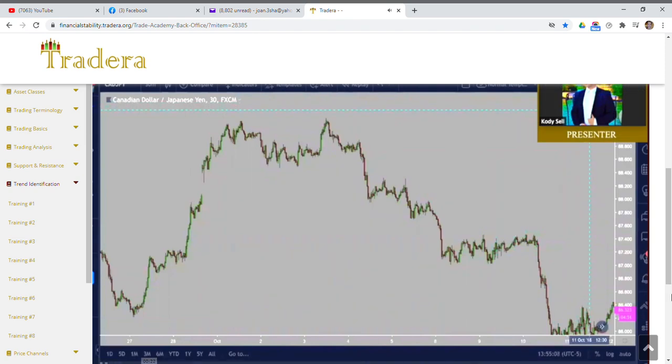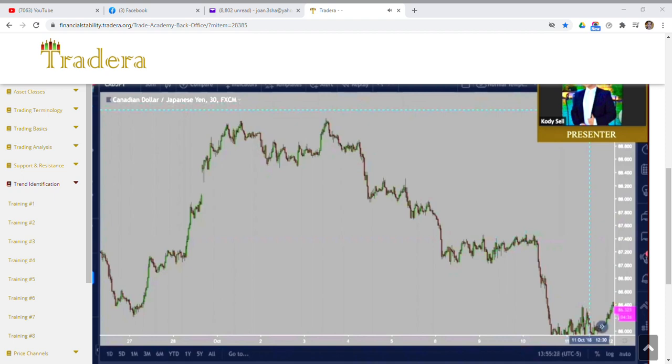I've got us pulled up here on CAD Yen on the 30-minute time frame, and the subject of this video is what I like to call trendline fanning. And I'm going to show you what trendline fanning is here in the actual chart, because I feel like that's the best way to explain it, with a real visual representation of what it is.